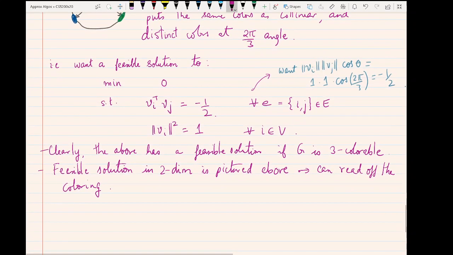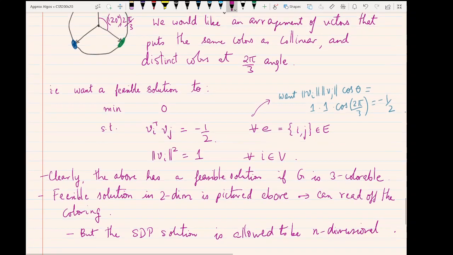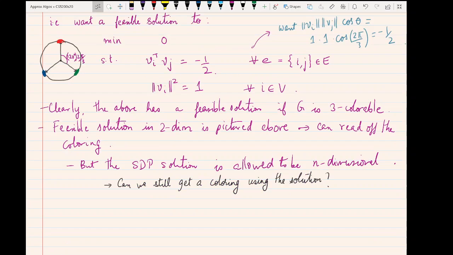Okay. But now the vectors are allowed to be n dimensional. So using the n dimensional vectors, can we get a good coloring of the graph? So an assignment of vectors that satisfies the above program is often called a vector coloring, or rather a vector 3 coloring of the graph.